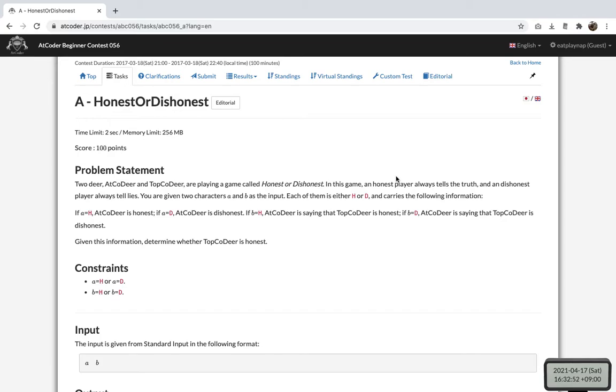You are given two characters A and B as the input. Each of them is either H or D and carries the following information. If A equals H, AtCoder is honest. If A equals D, AtCoder is dishonest. If B equals H, AtCoder is saying that TopCoder is honest. If B equals D, AtCoder is saying that TopCoder is dishonest. Given this information, determine whether TopCoder is honest. Very complicated.